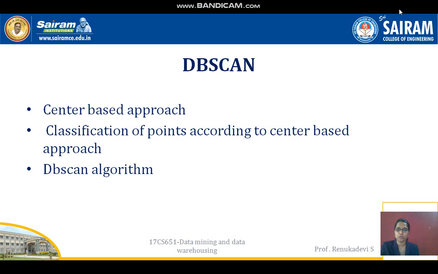So how is it going to play a role? First, based on the center point, we calculate the number of other respective points. Only the next step do we perform the classification of points according to the center-based approach. The center-based approach to density allows us to classify the points into the following three categories: the first is the core point, the second is the border point, and the third is the noise or background point.